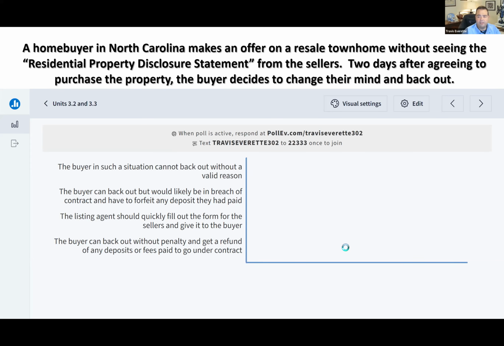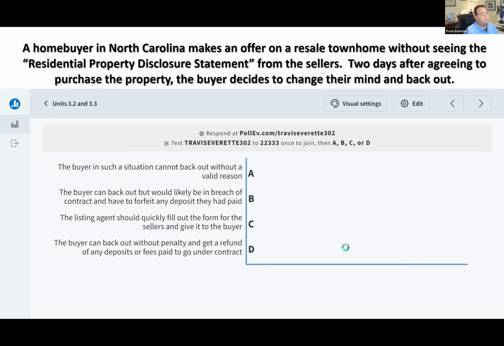While I get logged in here, I'll go ahead and read the question to you though. A home buyer in North Carolina makes an offer on a resale townhome without seeing the residential property disclosure statement from the sellers. 2 days after agreeing to purchase the property, the buyer decides to change their mind and back out. Let me get it activated here. I apologize. There we go. Now you can answer it.